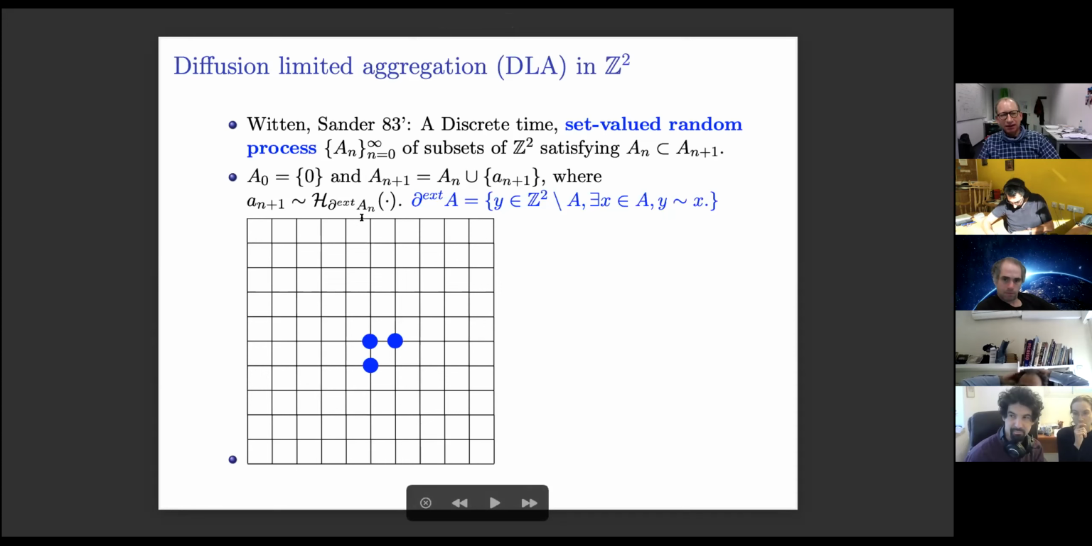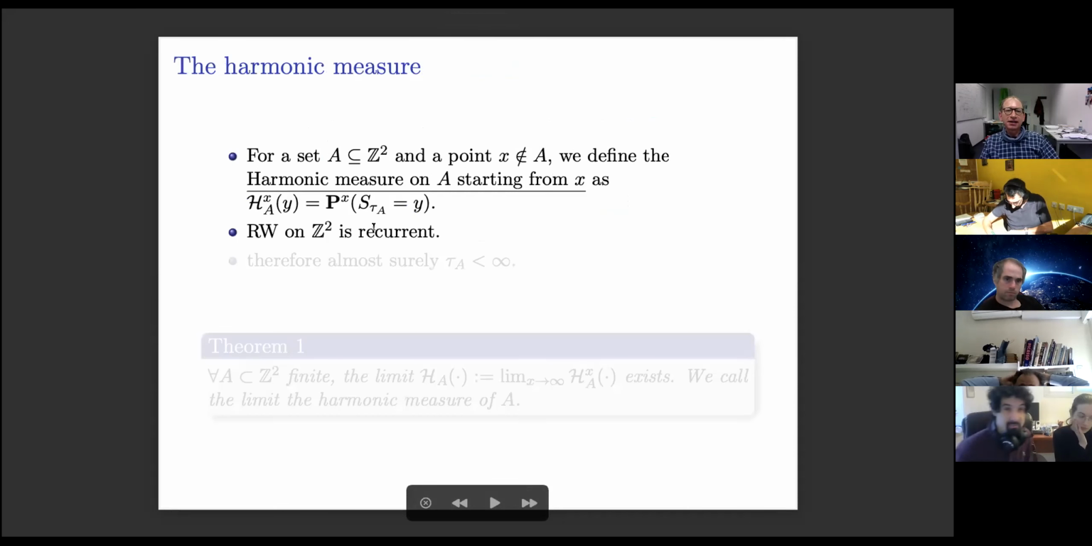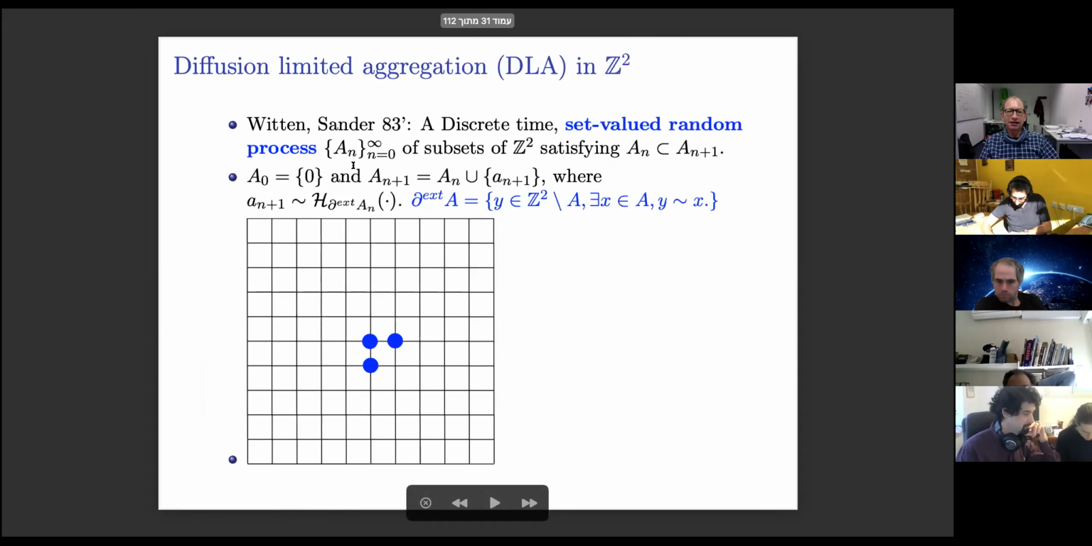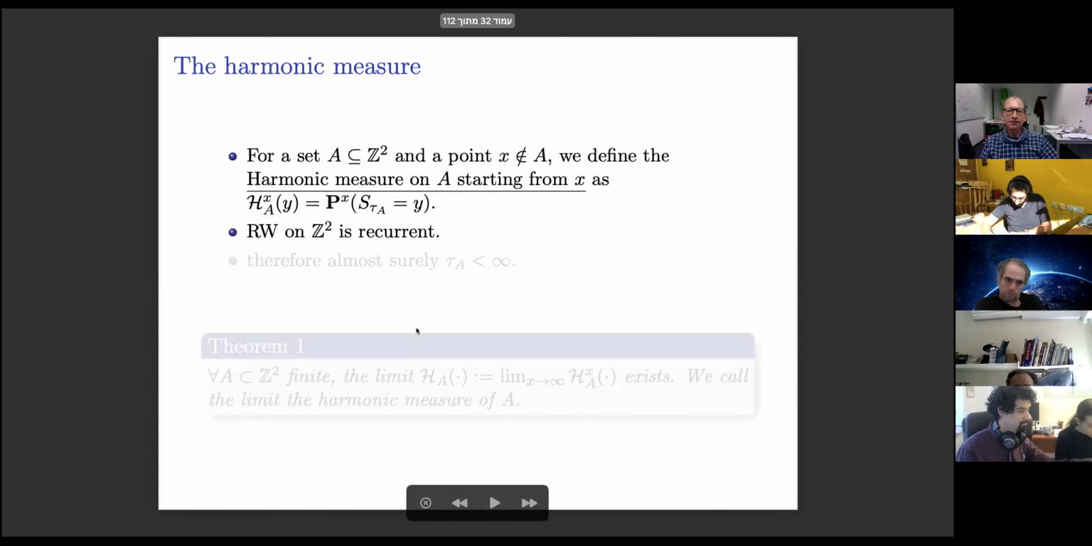I said that the particle comes from infinity, or from very far away. What does it mean? It means that the attachment point of the particle is sampled according to the harmonic measure. So what is the harmonic measure? We work in 2 dimensions, so we know that the random walk is recurrent. There are also equivalent things in higher dimensions, so the recurrence is not that critical. But the walk is recurrent, so whichever point I start the random walk from, eventually I'm going to hit the set A, where the set A stands for the current aggregate.